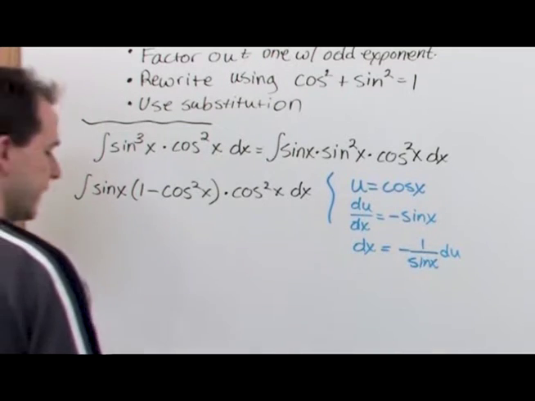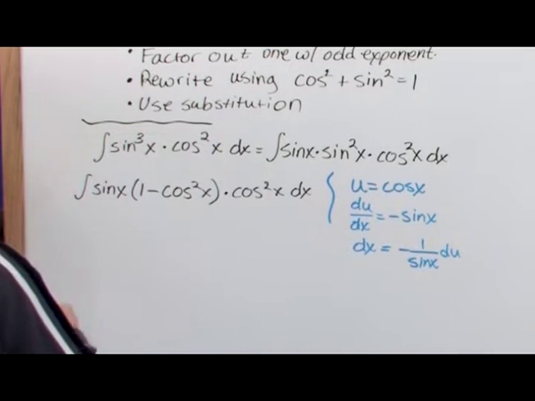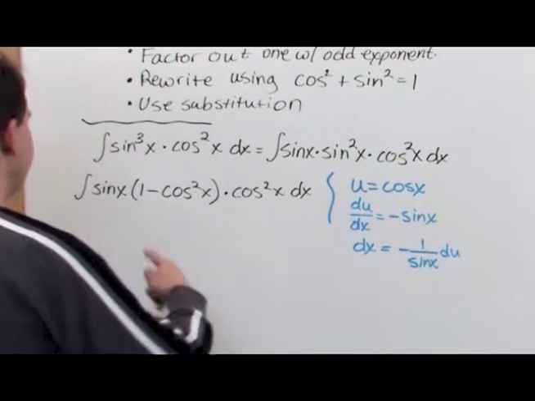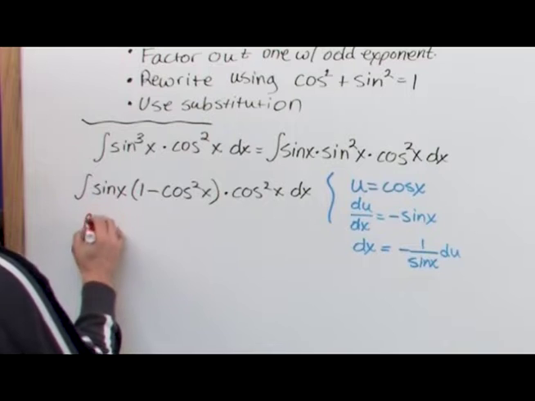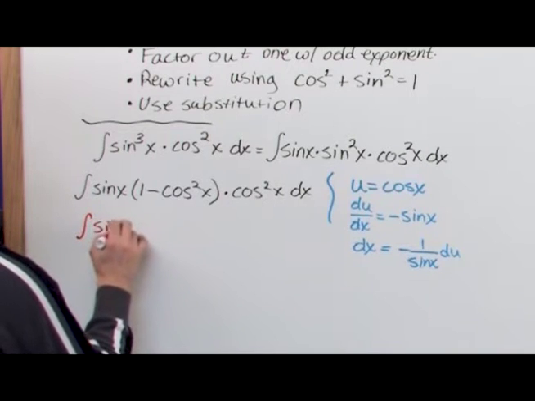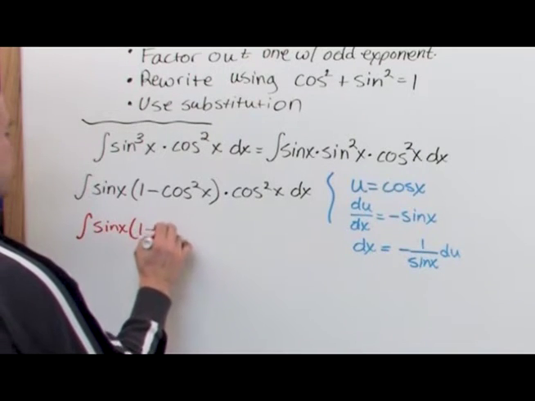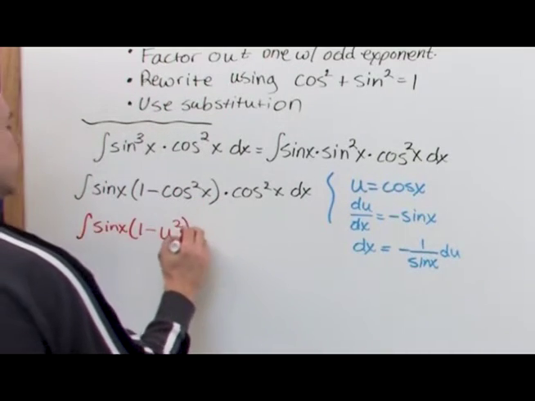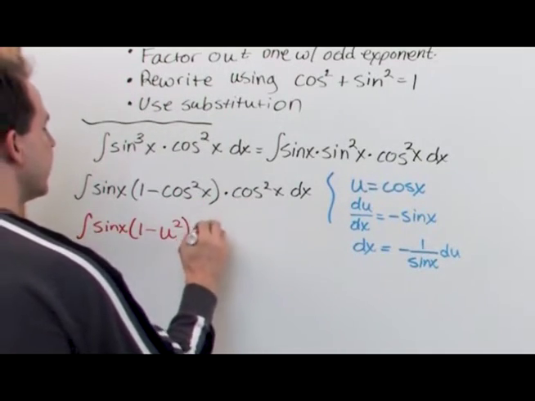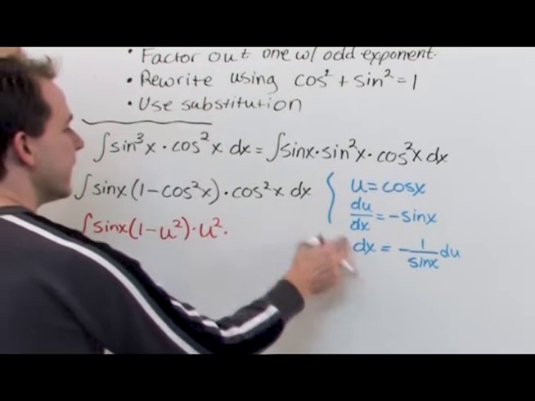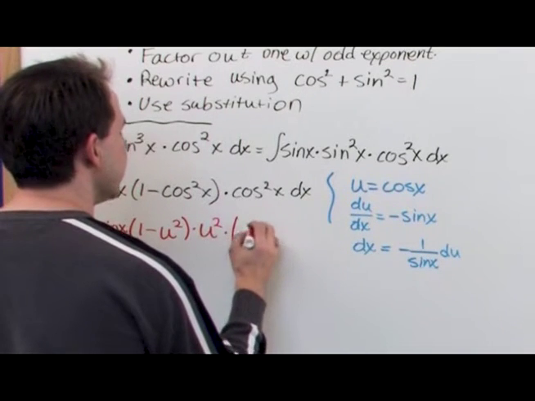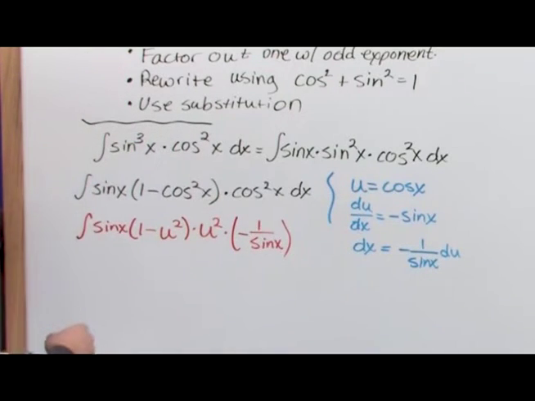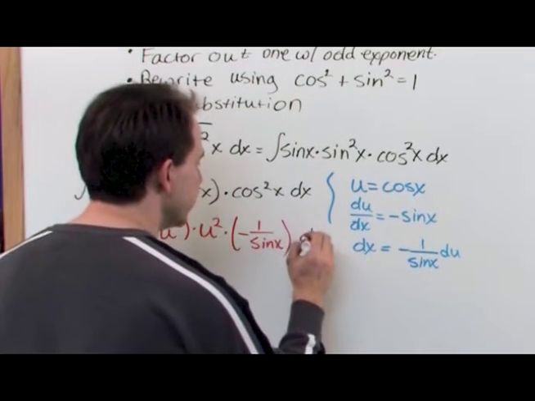Now what I'm going to do next is switch colors entirely, just because I want to break up the board, and I'm going to show you how the substitution changes the game. Okay? Integral of sine x times 1 minus u squared, because now I'm just plugging in what I've defined to be u, times u squared here, times dx, which I've defined here, which is negative 1 over sine of x. Now look, this is what we've done here, and by the way, this is now du.